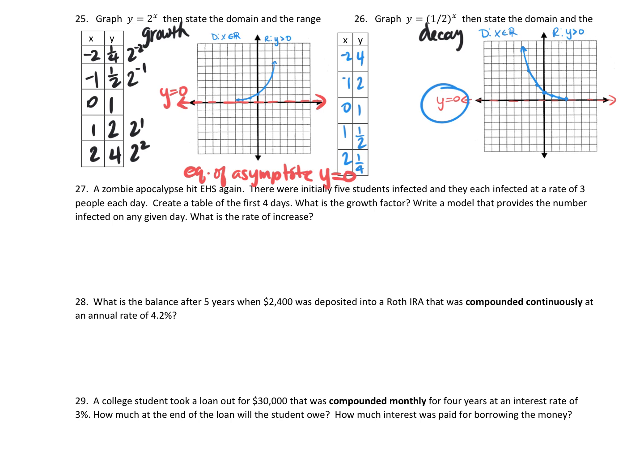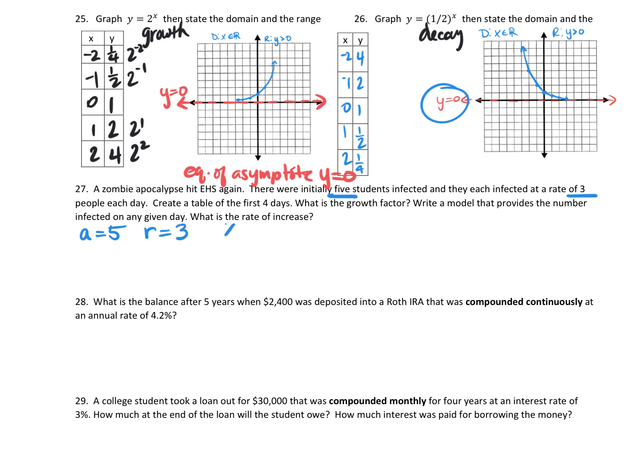All right, now we're at the word problems. Zombie apocalypse hit EHS again, and there were initially 5 students infected, and they infect at a rate of 3 people per day. Create a table for the first 4 days. What's the growth factor? Write the model that provides the number of infected on any given day, and what is the rate of increase? Okay, so let's write out our initials. A is 5. My growth rate is 3.